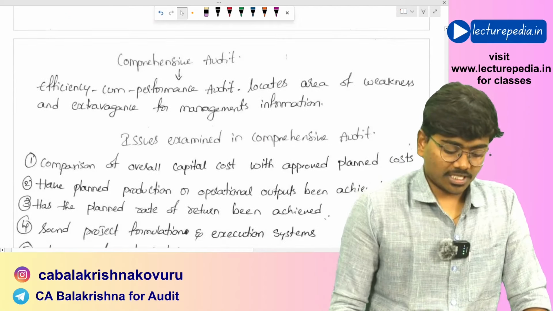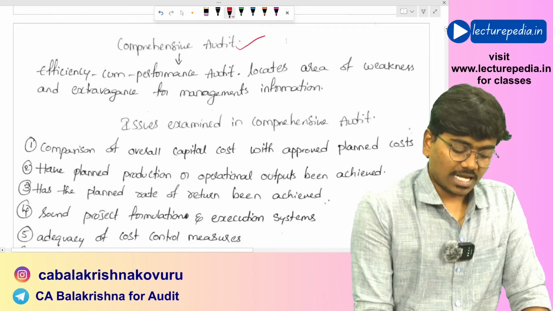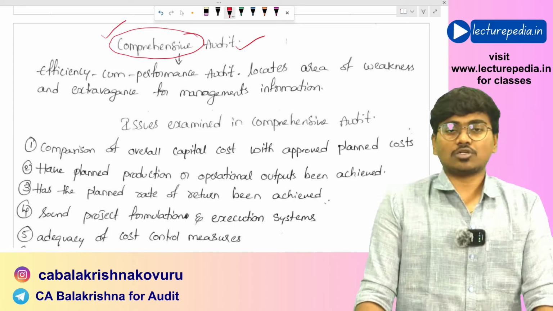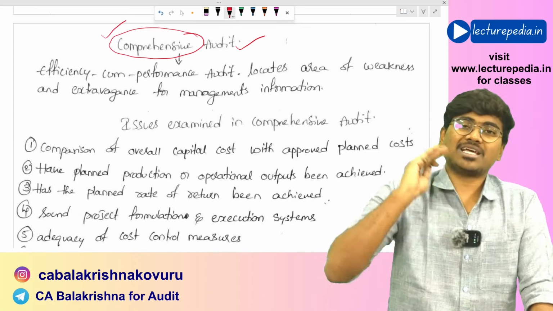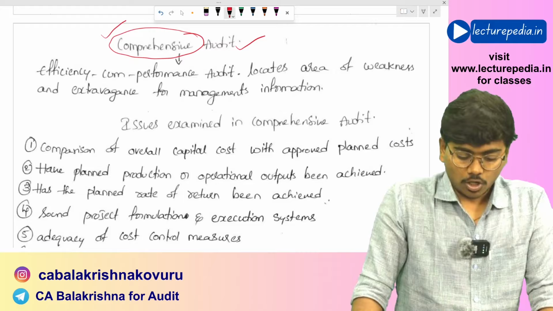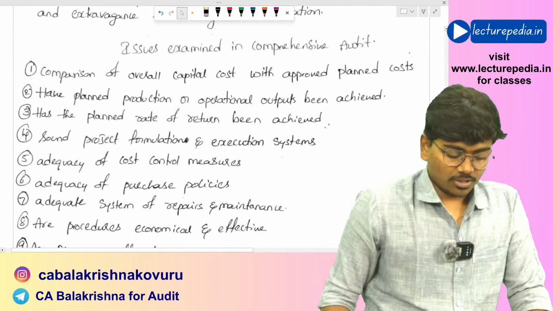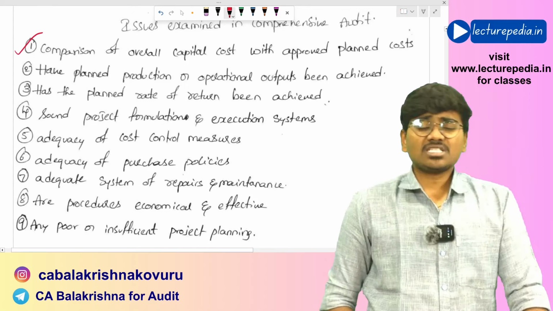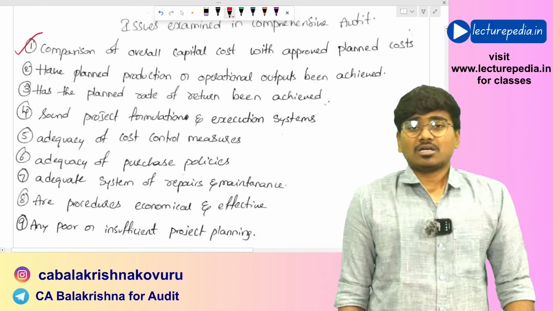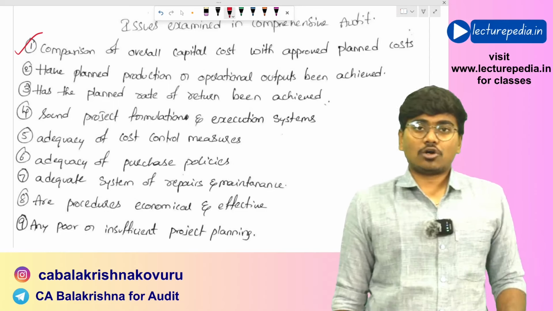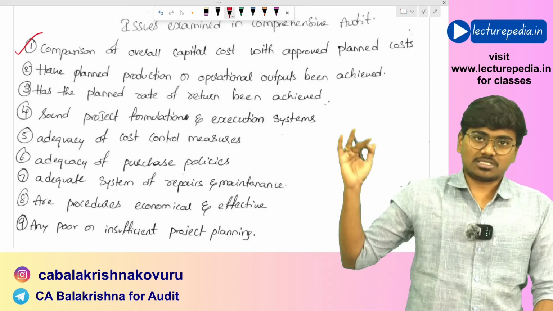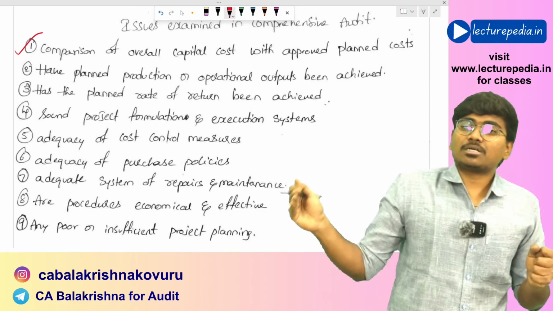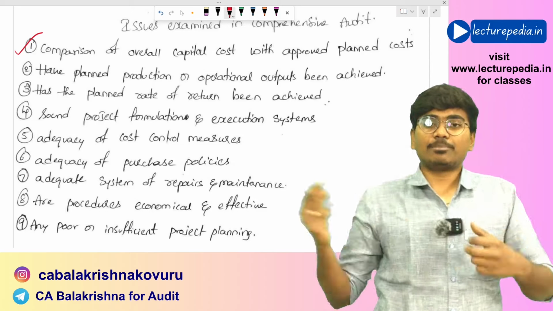Next, coming to comprehensive audit. Comprehensive audit, as the name itself suggests, will deal with various aspects of a program or activity comprehensively. Now, in this comprehensive audit, what issues will be examined? Firstly, compare overall capital cost with the planned cost. Whether the actual capital cost is as per the plan or it has exceeded the plan.